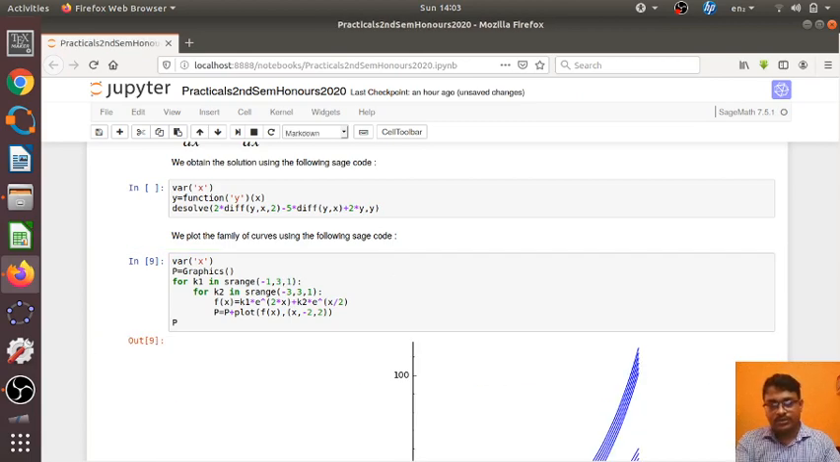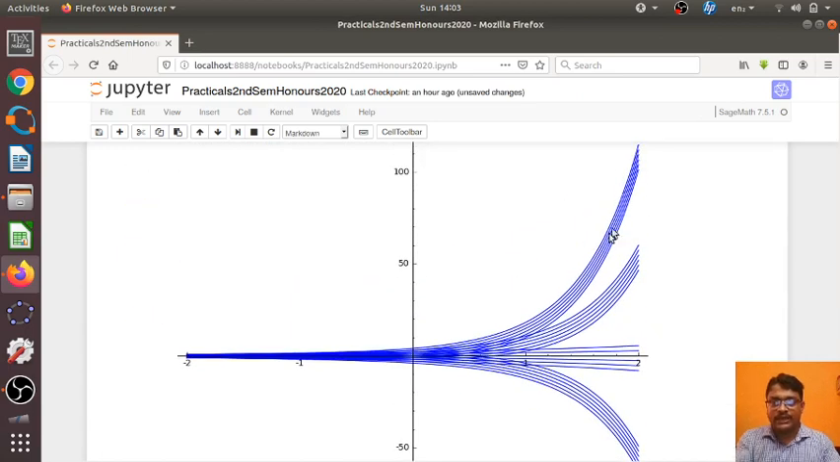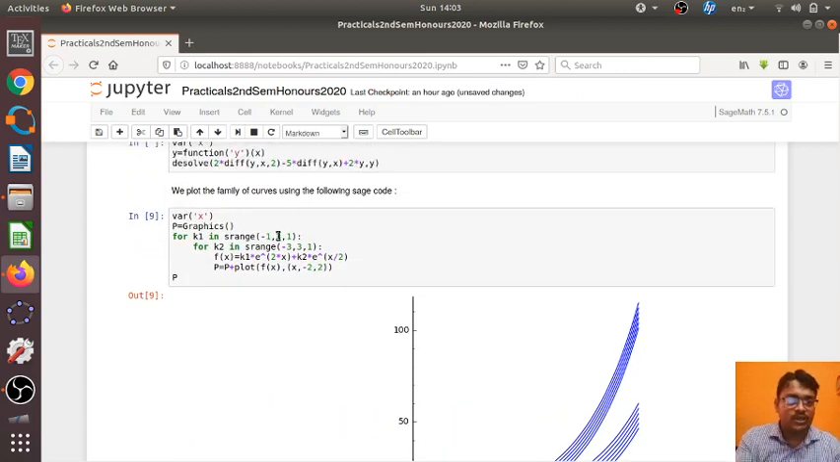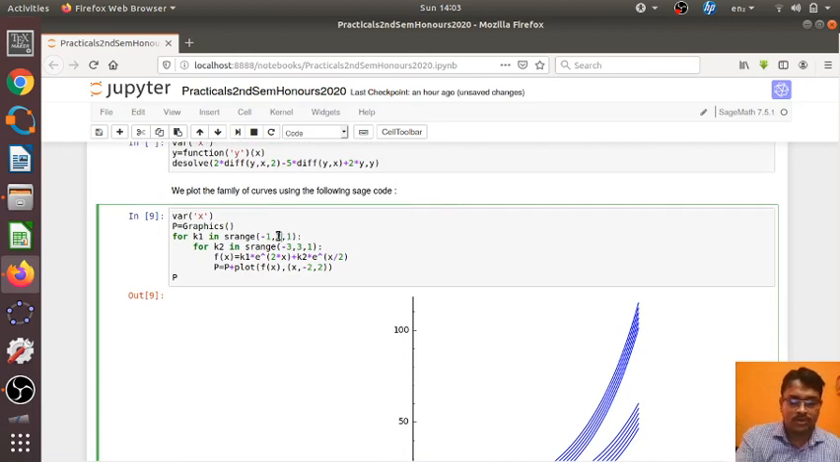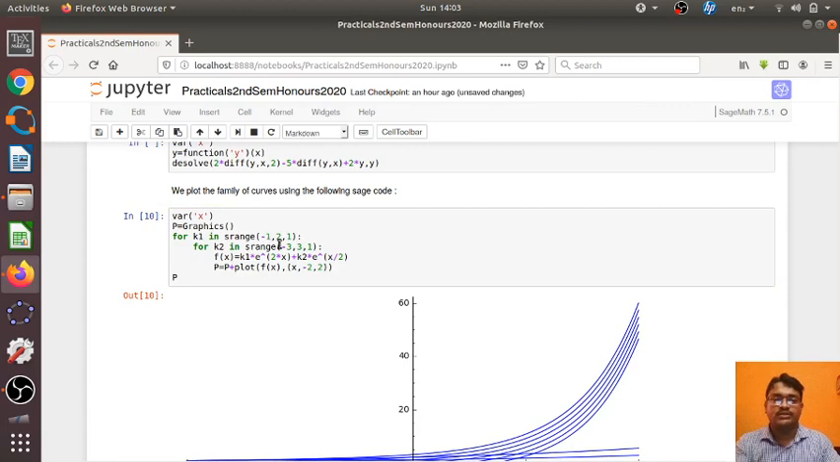So in that case, what do you get? The extra part that we are getting here corresponds to k1 equal to 2. So that way you can plot the family of curves. Let us keep it only up to this one, minus 1 to 2. That means we are considering only 3 values of k1: minus 1, 0 and 1.